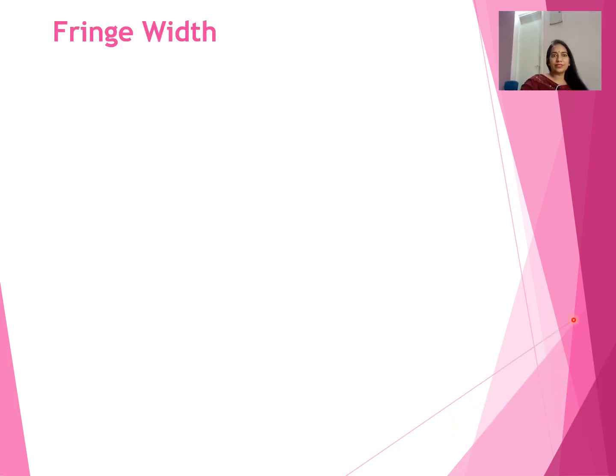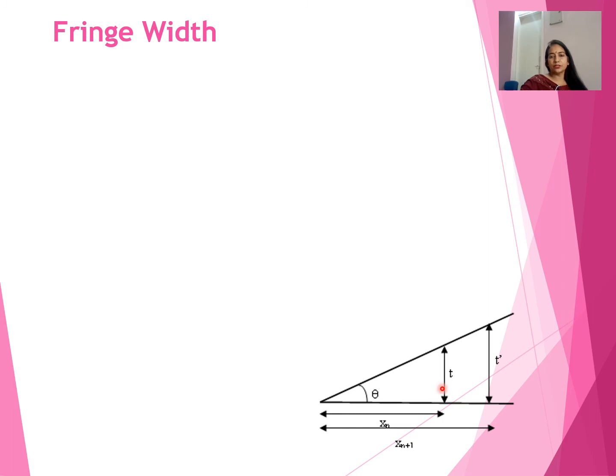In a wedge shaped film, we see parallel fringes, and we want to calculate the fringe width. Suppose at thickness t the nth fringe is obtained, at a distance xn from the point O. The wedge angle is theta. At the distance x(n plus 1), the thickness of the film is t dash. Now we want to calculate the difference between these fringes. Fringe width is x(n plus 1) minus xn.